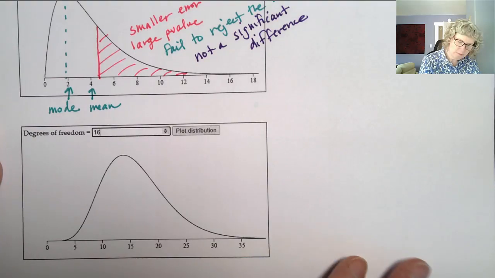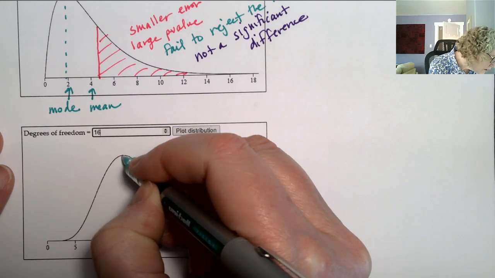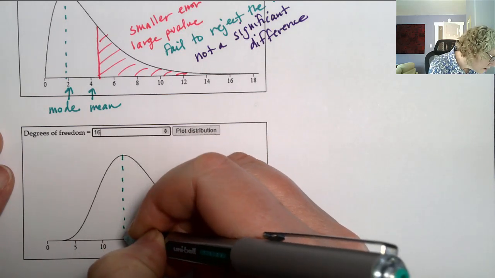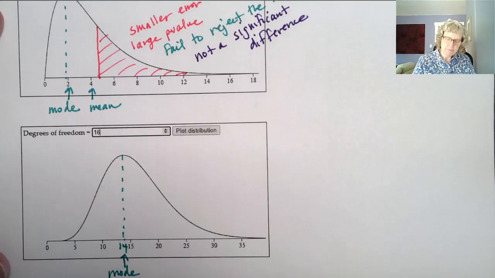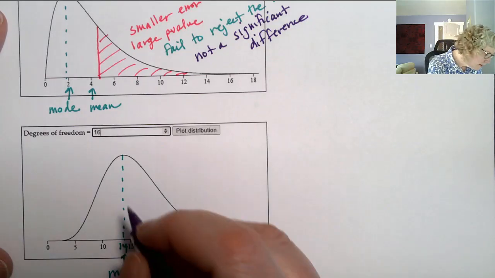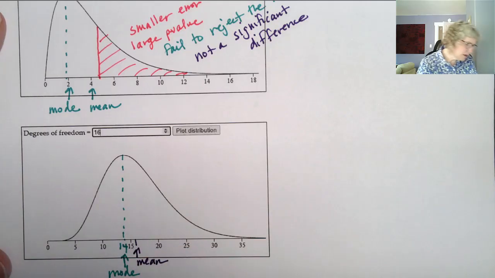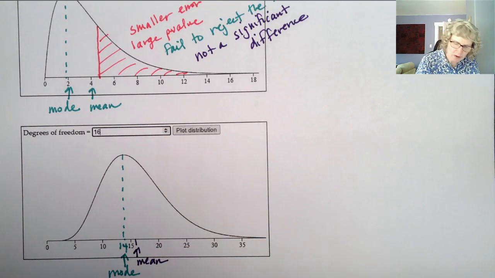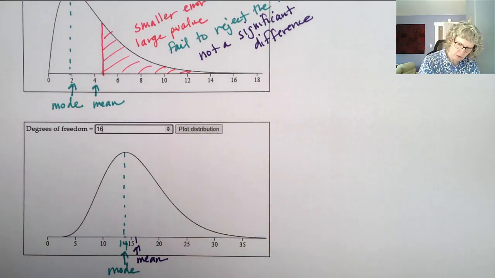So the 16, that means our mode would be 2 less than that, so 14 would be our mode. 16 would be our mean. And these are getting closer and closer, so you can see it's getting more and more symmetric. Getting close enough, and it does approximate a normal curve if you get your degrees of freedom high enough. So you could try that.